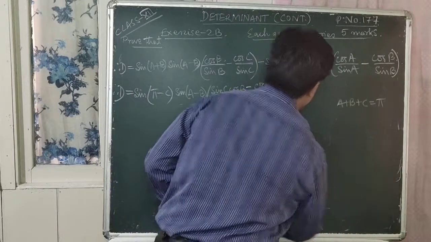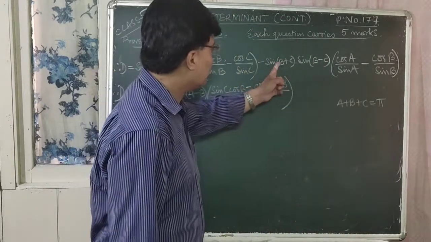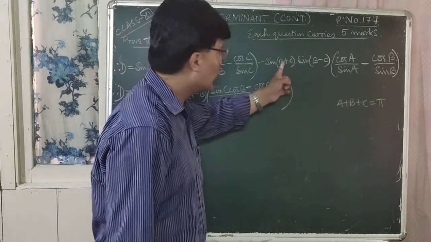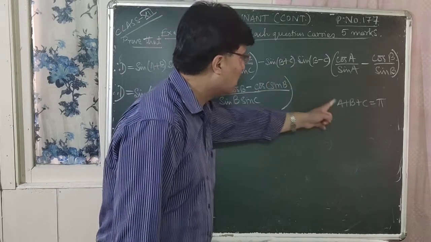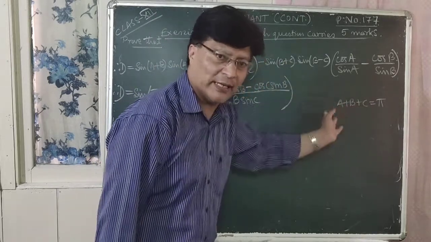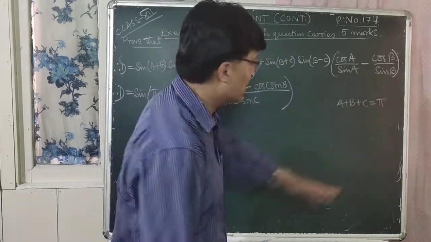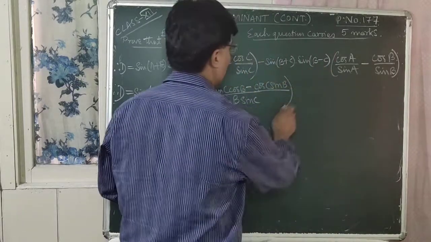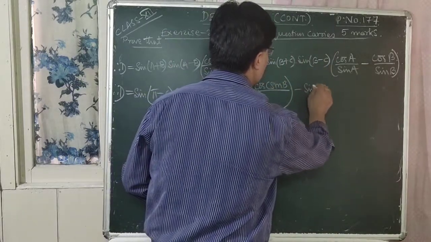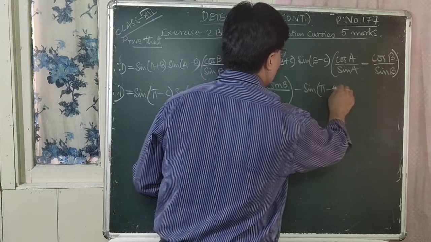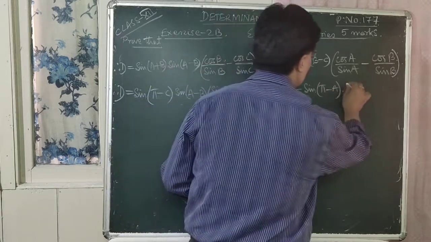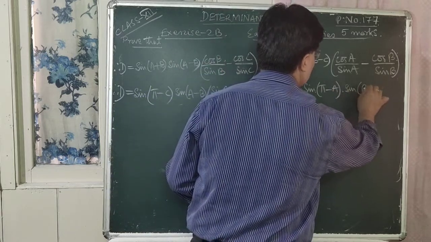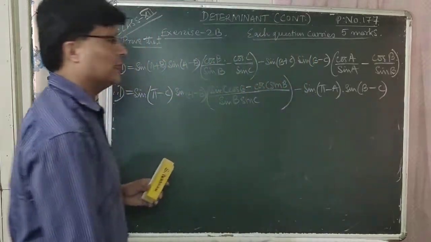Now again, sine of b plus c is there. So what will we write instead of b plus c? B plus c is equal to pi minus a. A is taken to the right hand side, so it is pi minus a, right? So minus sine of, what is b plus c here? It is pi minus a into sine of, this is b minus c, right?